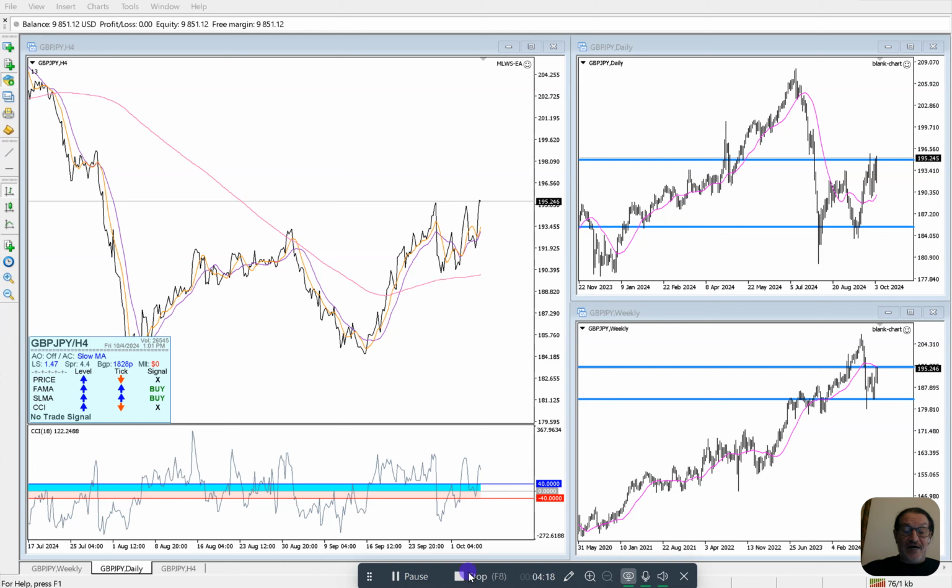And in the 4-hour chart, I can clearly see that the CCI has well moved above the buy zone, the maximum buy zone, which tells me we may have a potential buy position, buy signal.